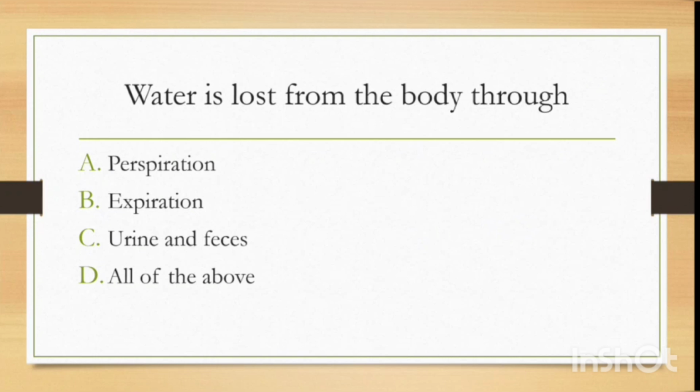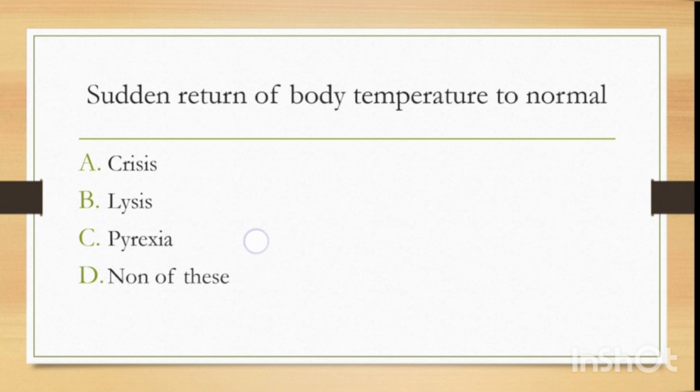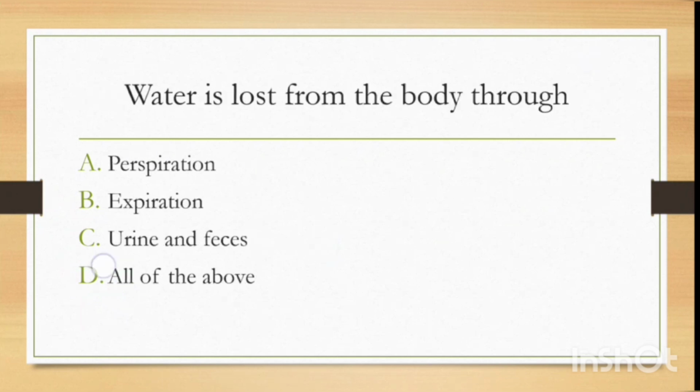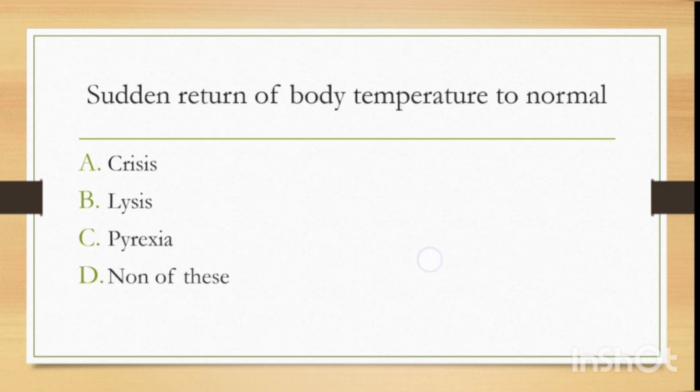Water is lost from the body through all above. Answer is all above. Perspiration, that is sweating. Expiration means breathing out. We breathe out vapors also. Urine and feces, everybody knows. Answer is all above. Sudden return of the body temperature to normal is called crisis.